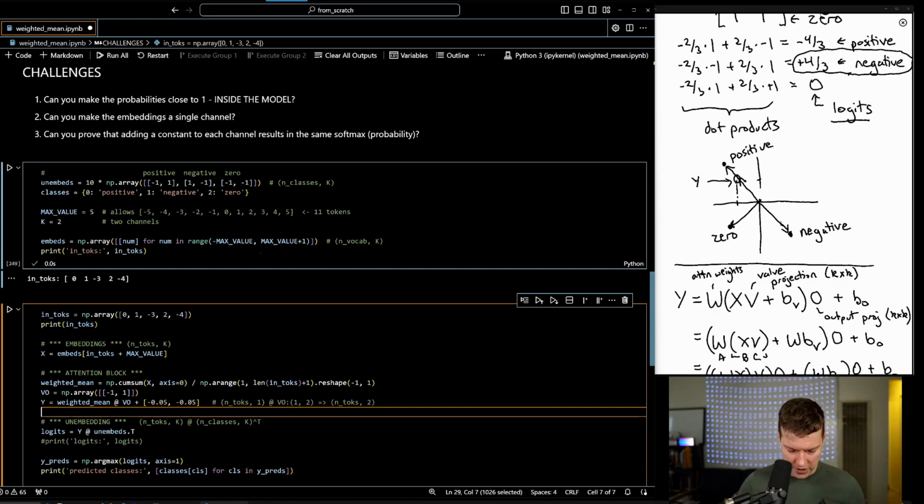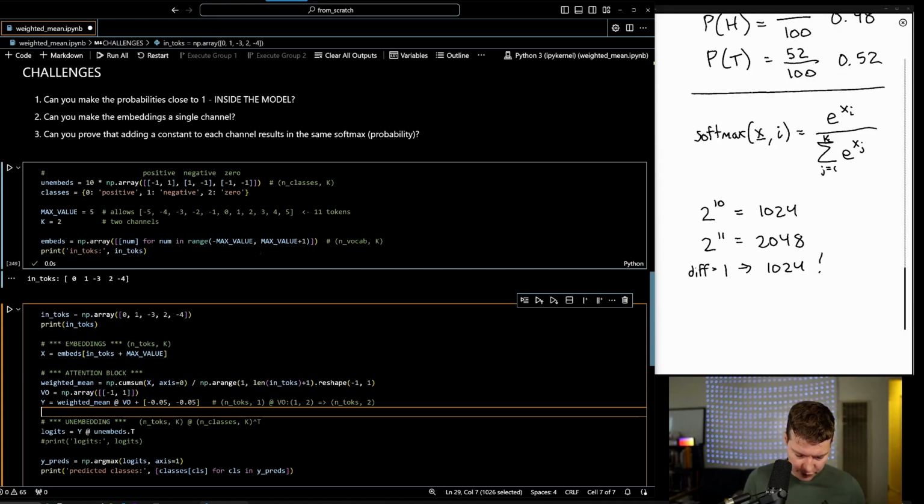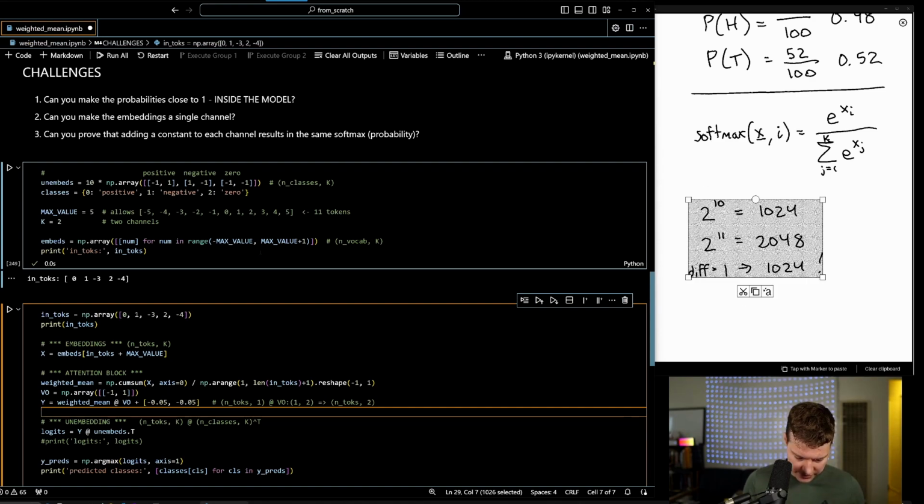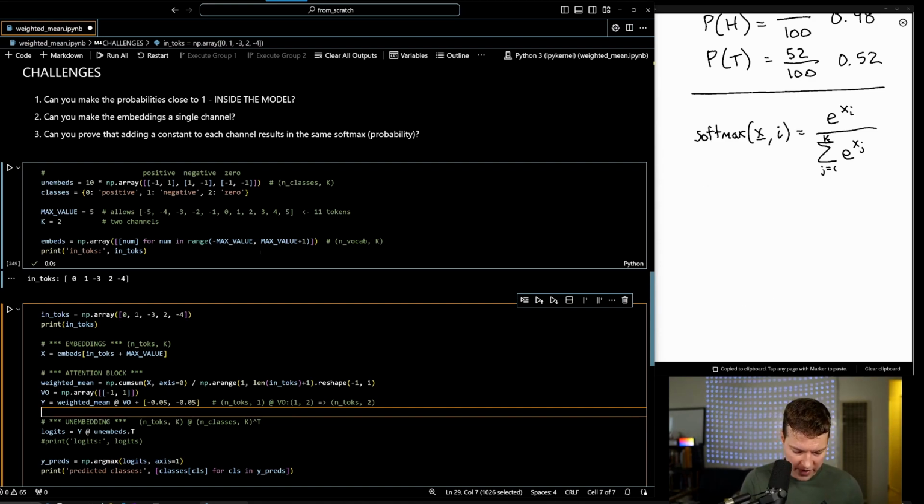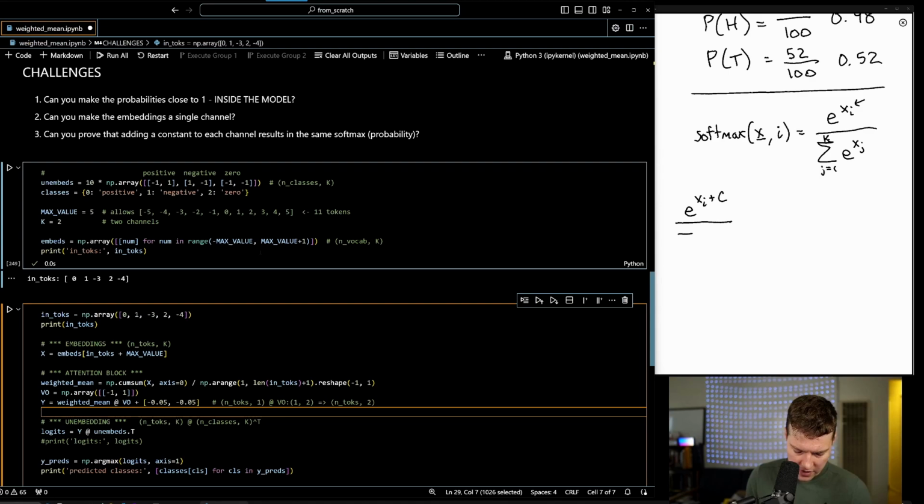Okay, and then for the final challenge, and we're going to use this identity later, we just have to prove that adding a constant will not change the softmax. So let's do that really fast. Let's say I add a constant. What that'll do is to each x sub i, I'm going to add a c. So e to the x_i plus c. And then remember, it's the same constant for every value in each row. So now this is x_j plus c. Well, what's that equal to?